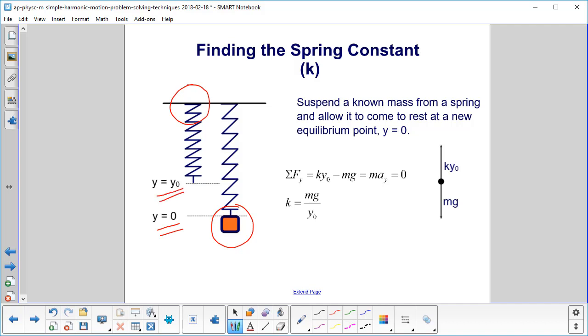We draw a free body diagram when the mass is down here. You have ky0 in the up direction because the force opposes the motion. It's always trying to restore it to where it was. And you have mg pulling it down. You sum the forces using Newton's second law: ky0 minus mg equals ma_y, and it's not moving at the bottom anymore. You let it come to rest. So the spring constant is simply found by mg divided by how far the spring was stretched.